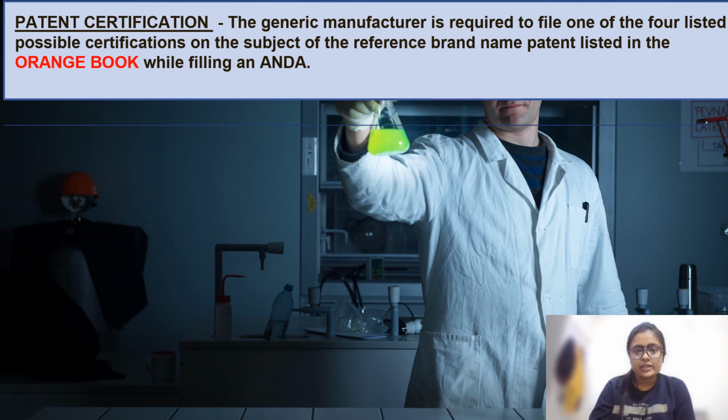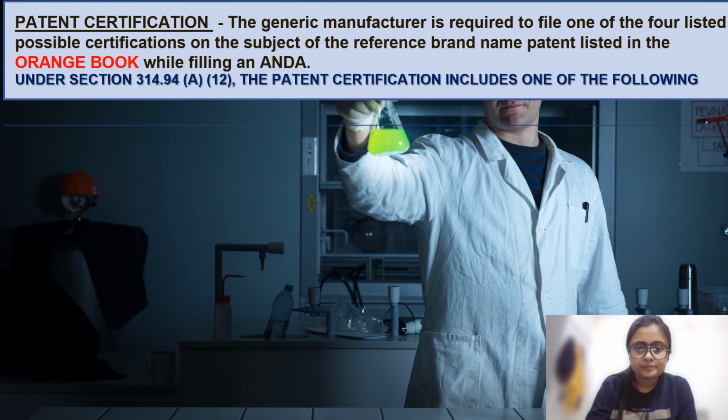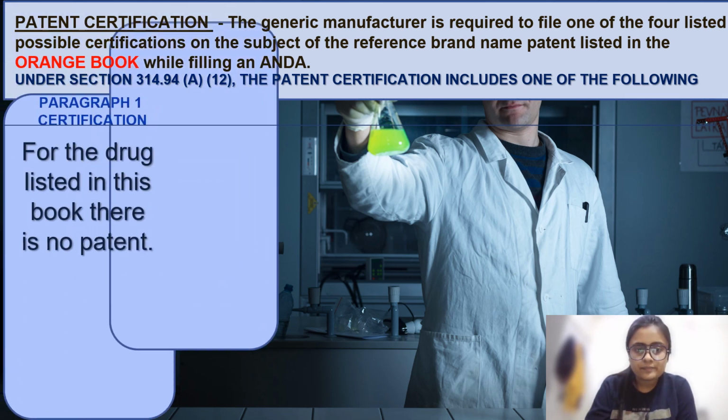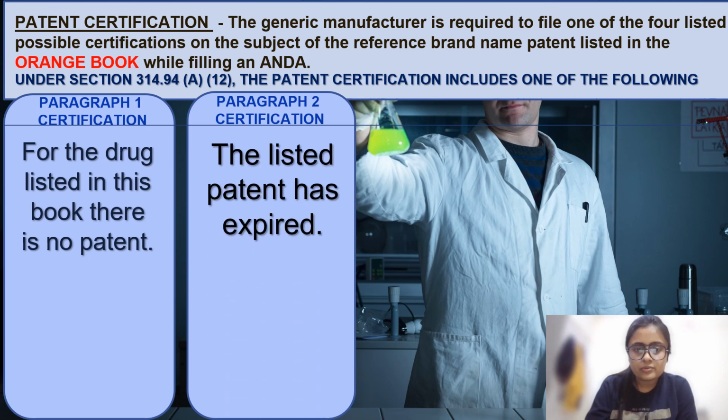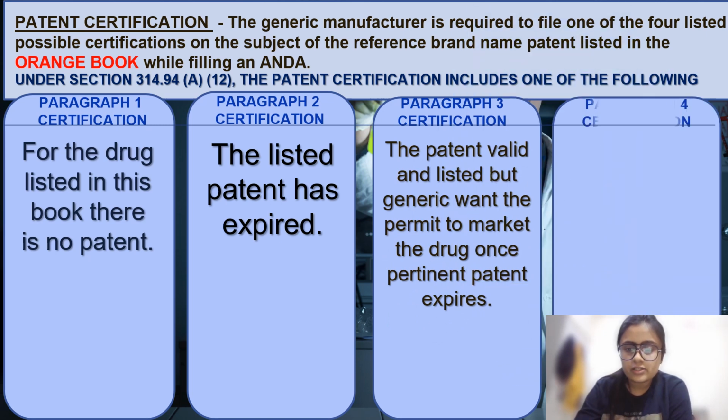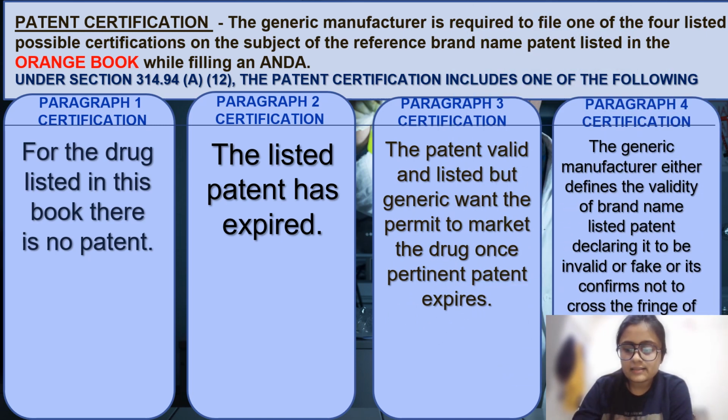So, patent certification. The generic manufacturer is required to file one of four possible certifications on the subject of reference brand name patents listed in the Orange Book while filing ANDA. Under section 314.94(a)(12), the patent certification includes the following: the paragraph 1 certification, the paragraph 2 certification, the paragraph 3 certification, and lastly the paragraph 4 certification.